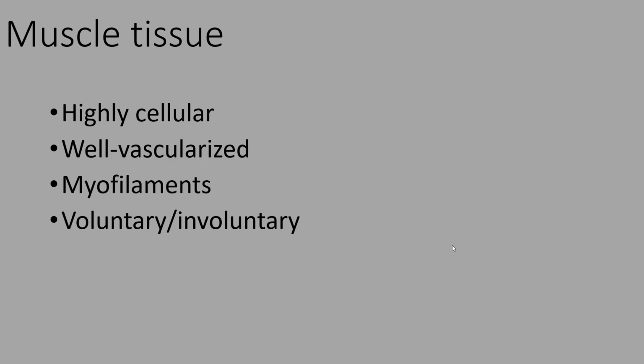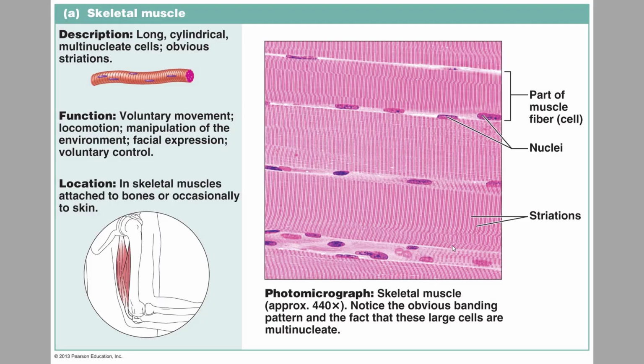And it can be either voluntary or involuntary. Voluntary means we intentionally cause it to contract and relax. Involuntary means it happens without us thinking about it, for example, in our heart. So there are going to be three types of muscle tissue. The first one we're going to look at is called skeletal muscle.